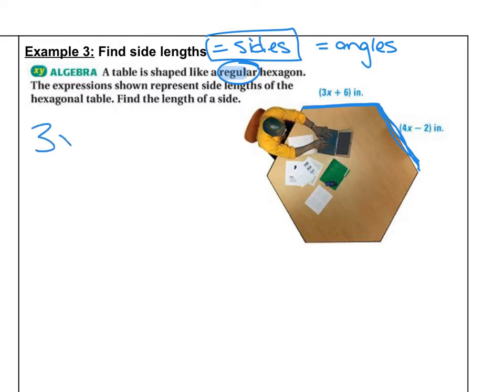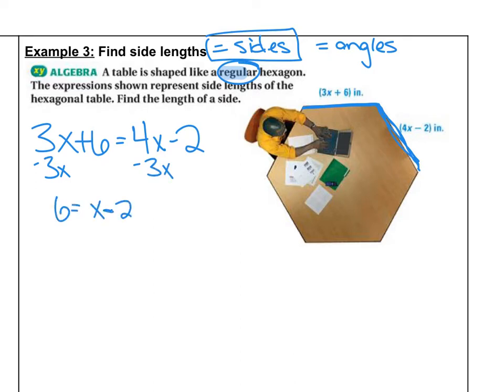So I'm going to take my 3x plus 6. I'm going to set it equal to 4x minus 2. Got to get x's all on one side. I'm going to take away 3 x's on this side. Going to get 6 equal to x minus 2. Adding 2 on both sides, I'm going to get x equal to 8. Yeah, 8, not 2.